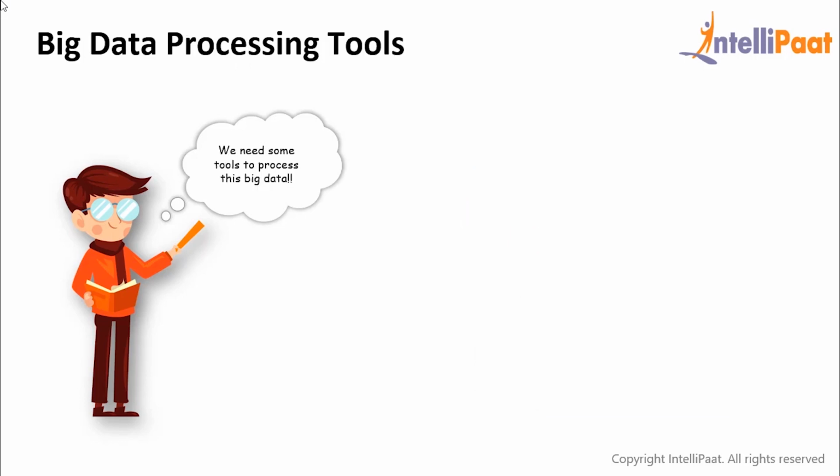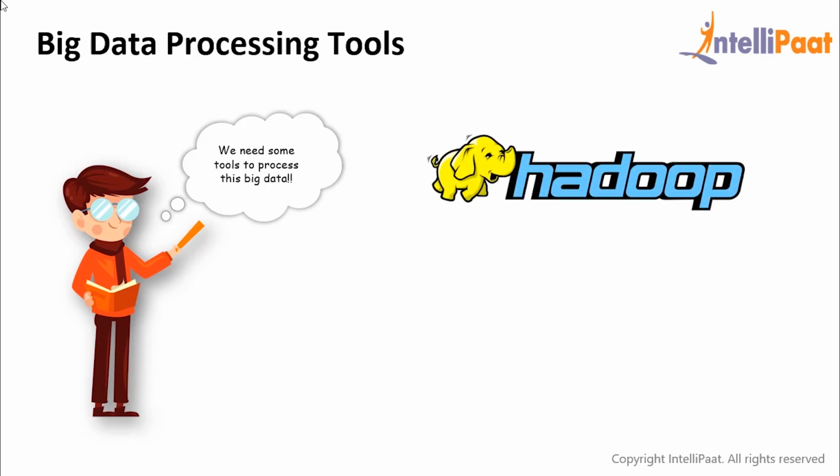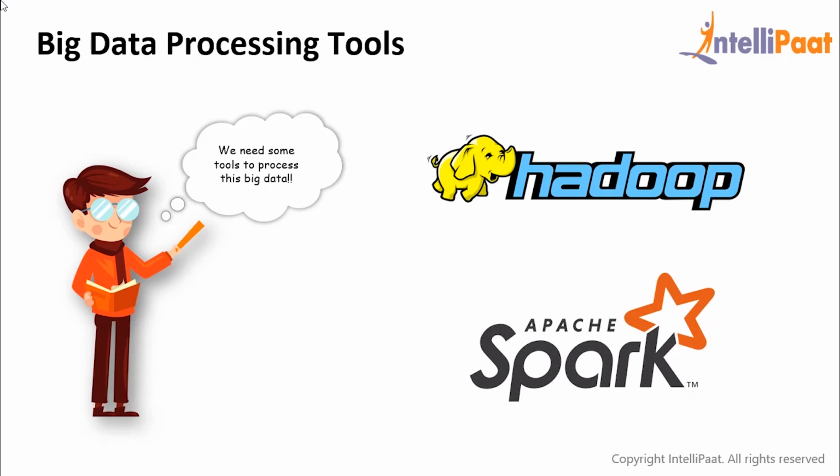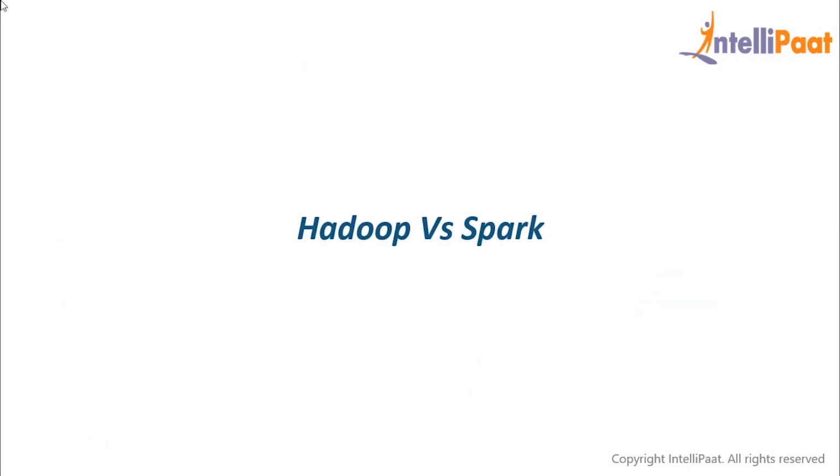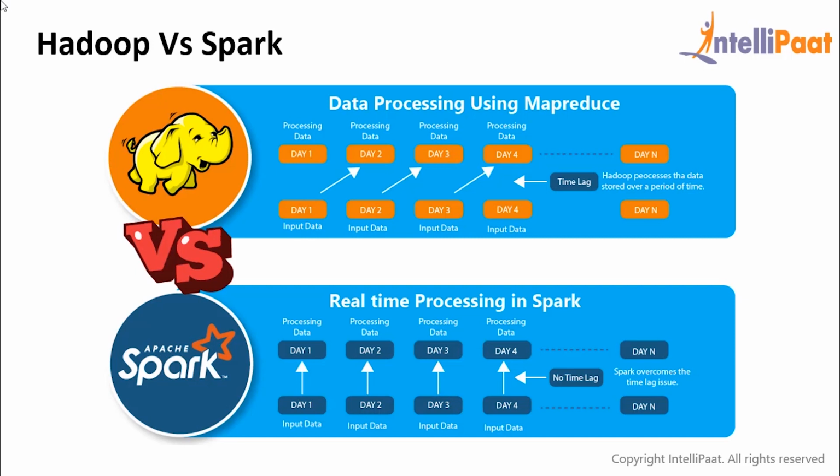So this is where we needed big data processing tools to deal with this huge amount of data. So we have Hadoop for batch processing of data and Spark for real-time processing of data. So now let's see how these two differ. Batch processing is an efficient way of processing high volumes of data, such as a group of transactions which is collected over a period of time. Hadoop focuses on batch processing, but as you can see over here, there is a time lag in processing this data. So the data which is generated on day 1 is processed on day 2. Similarly, the data which is generated on day 2 is processed on day 3.